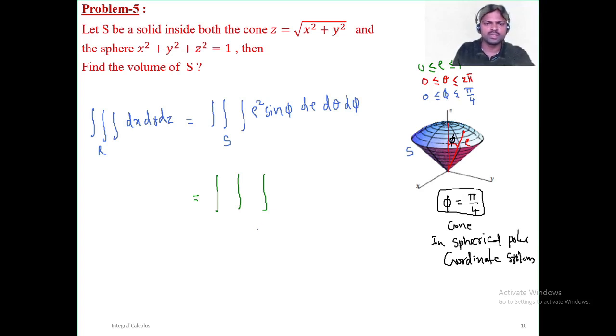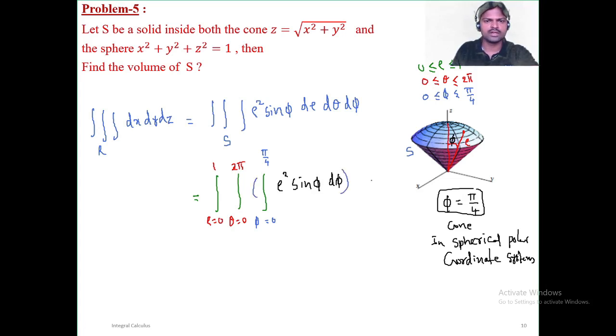So let us substitute the limits. Phi varies from 0 to pi by 4. Since all are independent limits, the order of integration does not matter. Theta limits are from 0 to 2 pi, and the radius rho varies from 0 to 1. And what is the integrand? The integrand is rho square sine phi. So first with respect to phi.